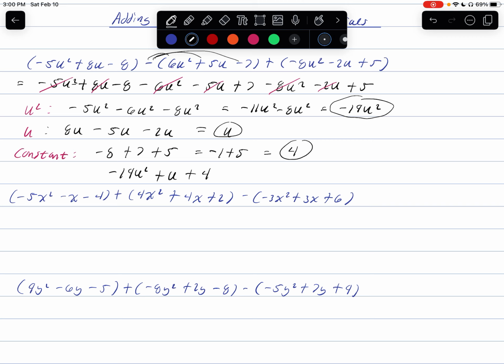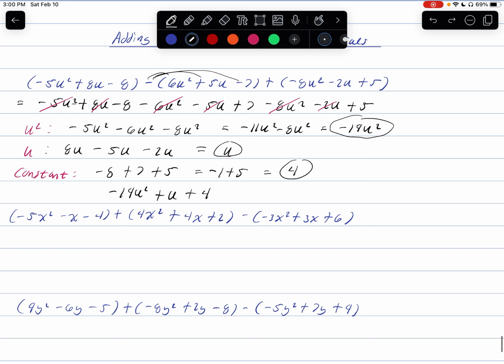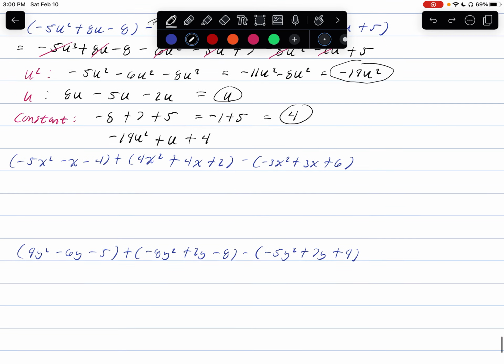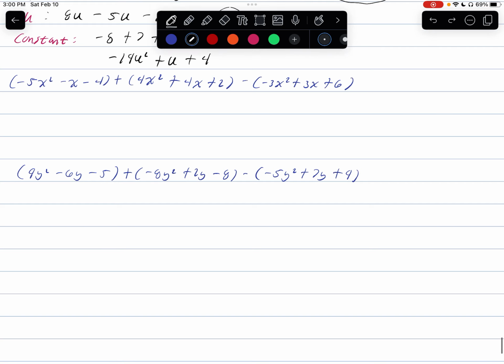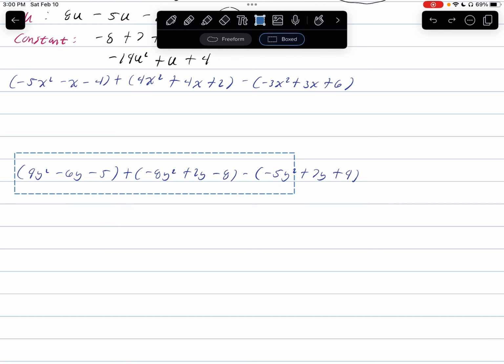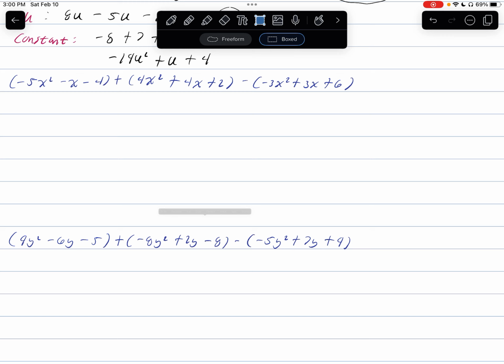You don't necessarily have to organize things in terms of setting up what I did here where we have the u squared, u, and constant. You don't have to necessarily do that. If you can keep track of that in your head, I'm not opposed to that. But sometimes as these problems get really big, it's good to have some kind of way to organize what you're adding, what you're subtracting. That way you don't accidentally do something twice. Okay. All right, so let's take a look at this next example here. This one here.